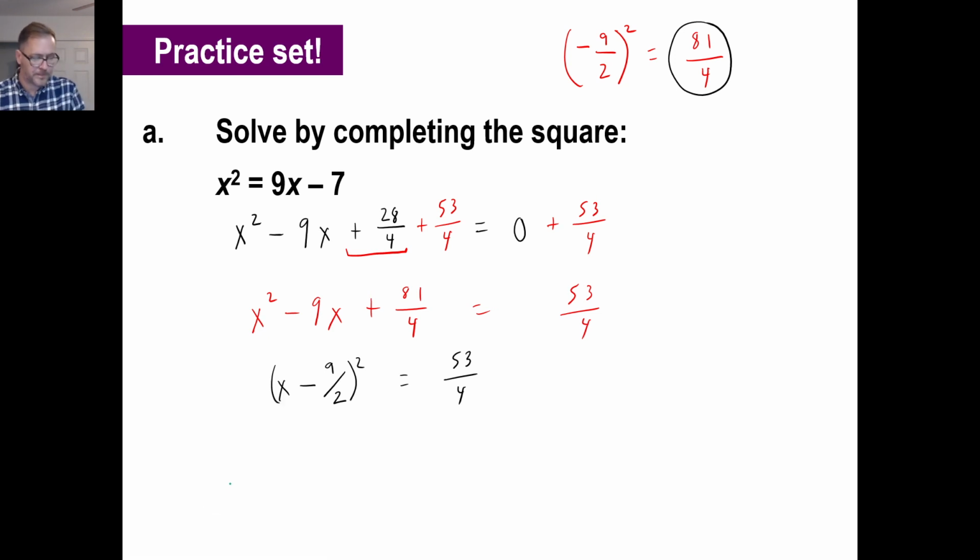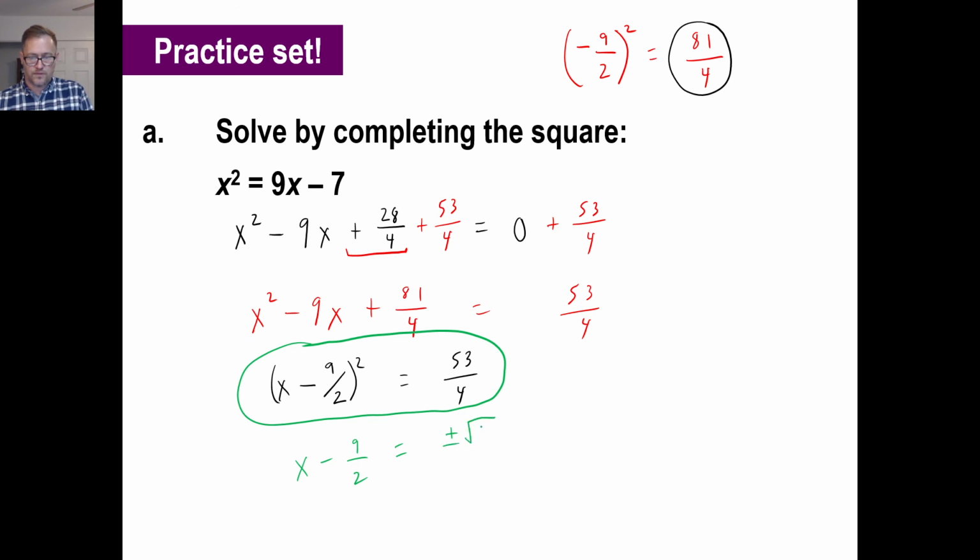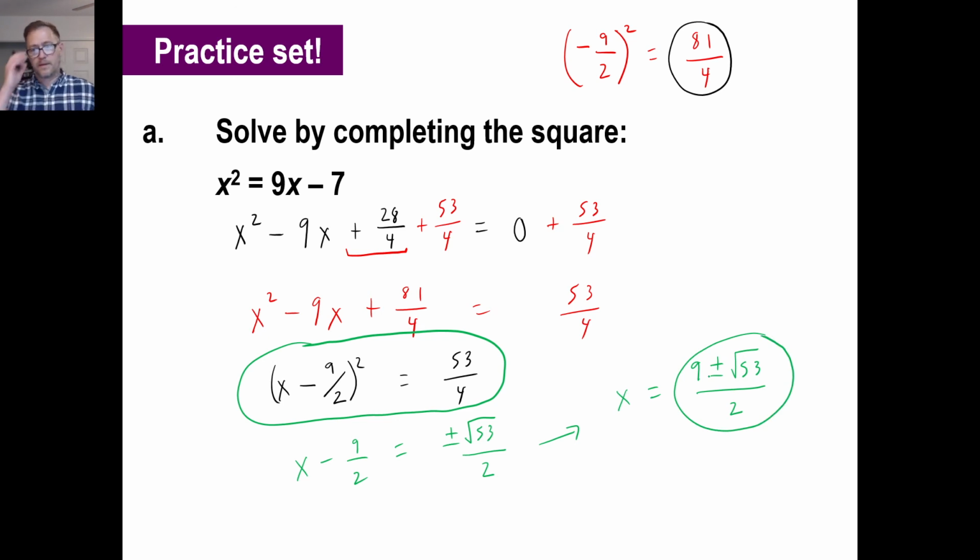All right. So, again, let's pretend we're looking at our math book. Oh, here's your problem. Do you know how to solve this? Of course I do, yes. Okay, take the square root. X minus 9 halves, plus or minus the square root of 53 over the square root of 4, which of course we know is 2. Last step, we just mash that 9 halves over, and if you want to go ahead and put both of them over 2, since they both have a denominator of 2, it's fine to do it that way.